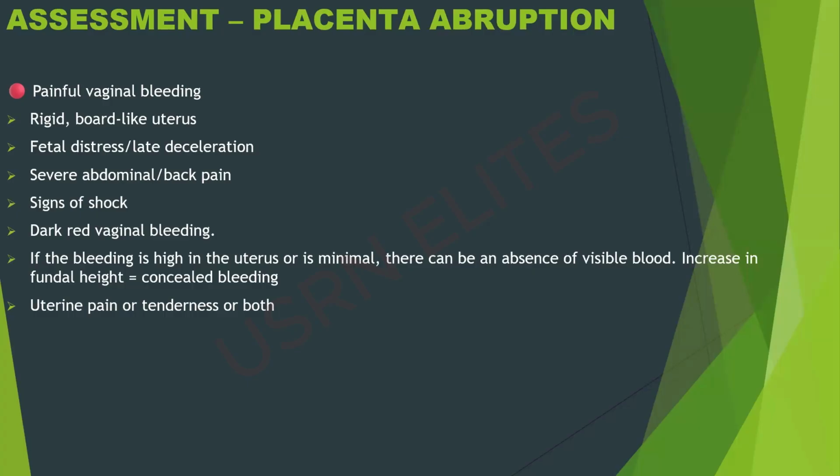Yes, sir. All right. So that is what we are saying. So increase in fundal height, if there's what? Concealed bleeding. Because there's concealed bleeding, the central area of the placenta has detached and blood is being collected there with hematoma. So you see the abdomen increasing in size. So that one, it will increase on the fundal height.